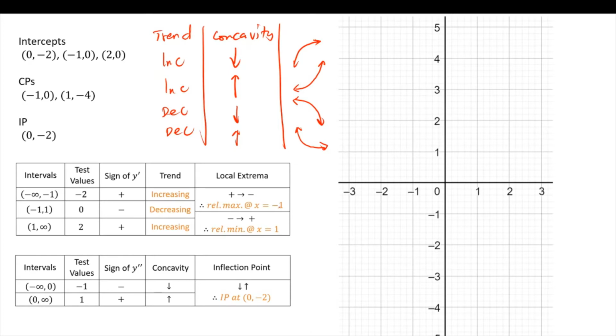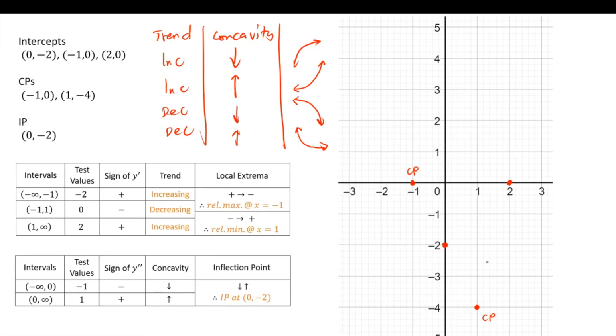Okay, let's start by plotting the important points. Let's start with the intercepts: (0, -2), then we have (-1, 0) and (2, 0). So these are the intercepts. Next, we have the critical points. (-1, 0). Remember, this is also one of the intercepts. So label that as the critical point. And then another critical point, (1, -4). So this is another critical point.